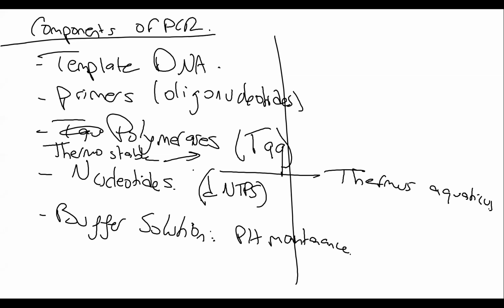So we add the nucleotides to the primers. When these nucleotides are added to the primers, this DNA will be amplified. Now let's see how it happens. Let me draw the sequence. How does this happen?